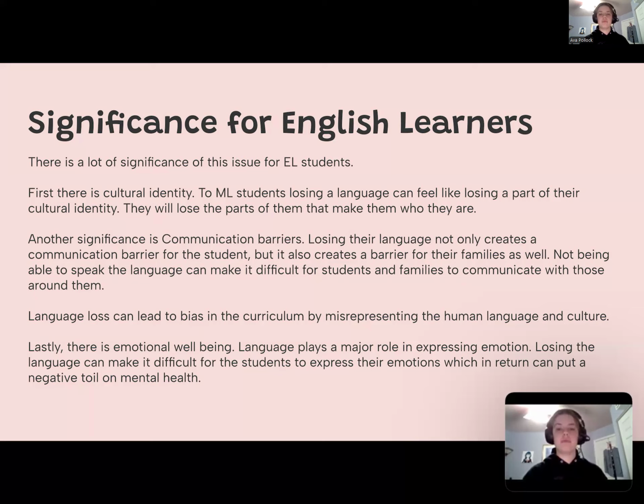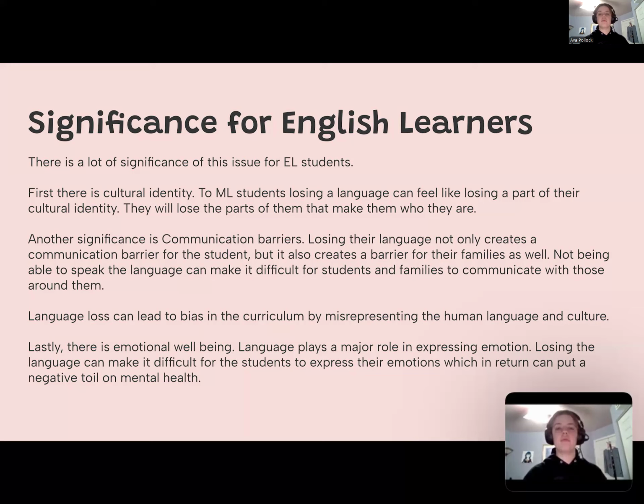Another significance is communication barriers. Losing their language not only creates a communication barrier for the student, but it also creates a barrier for their families as well. Not being able to speak the native language can make it difficult for students and families to communicate with those around them. Language loss can lead to bias in the curriculum by misrepresenting the human language and culture.